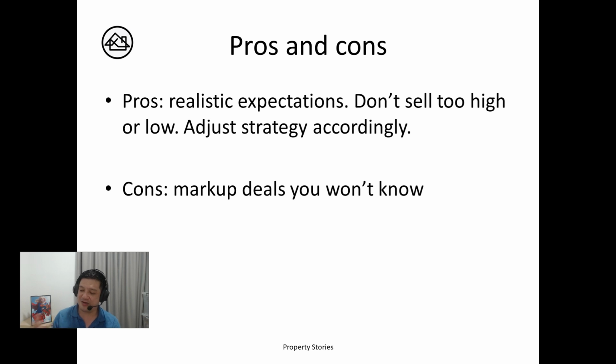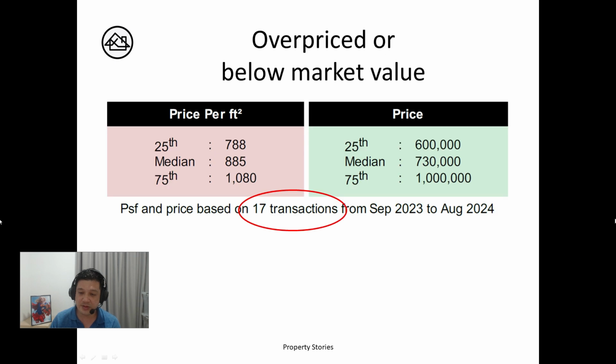Let's just say we talk about the condominium just now. All 1,000 square feet, median price about 730. Then let's refer back to the table. The 75th percentile is 1 million. Of course, as a seller, you want 1 million. But for 1 million, there is only one transaction, and the rest are all 730, 750. The highest is about 800,000. Then suddenly the 75th percentile is 1 million, with only one transaction.